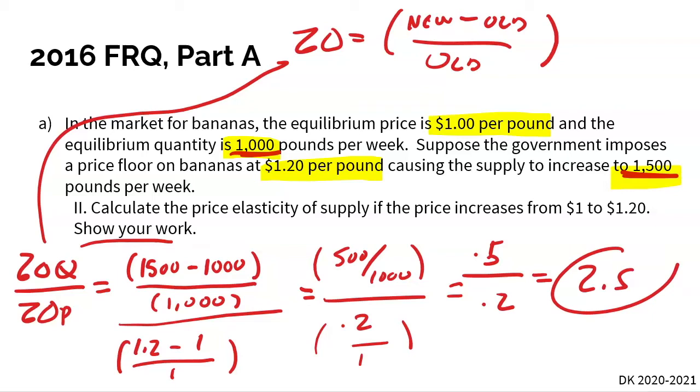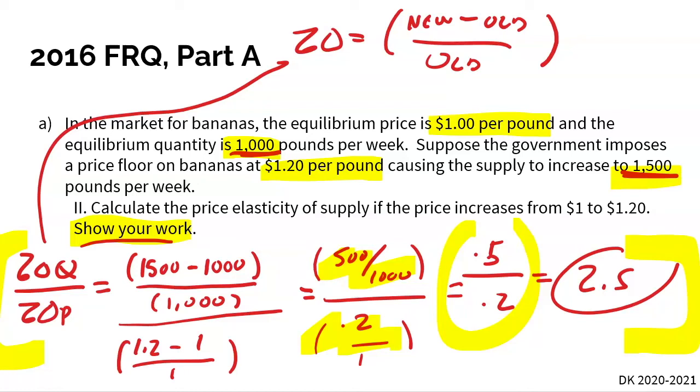And since it asked us to show our work, you need to show basically this entire thing here. You could probably leave out this middle step right here and just go directly into the 0.5 over 0.2. But because this is a practice video, I wanted to show you the entire process here.